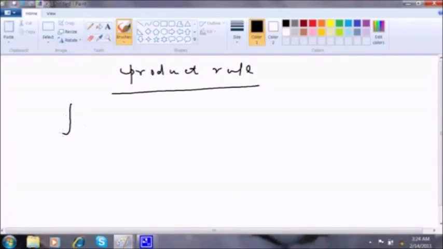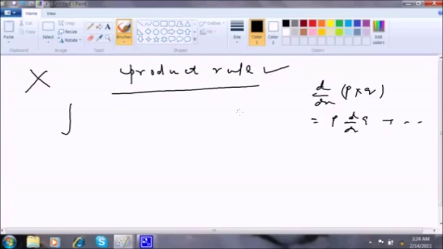I'll tell you one thing: in differentiation, the product rule was p into d by dx of q plus q into d by dx of p. There is no direct formula, no direct product rule in integration. So if you are given x minus 1 into x plus 2 dx, there is no product rule in integration as such. So what we'll do is multiply and simplify this.